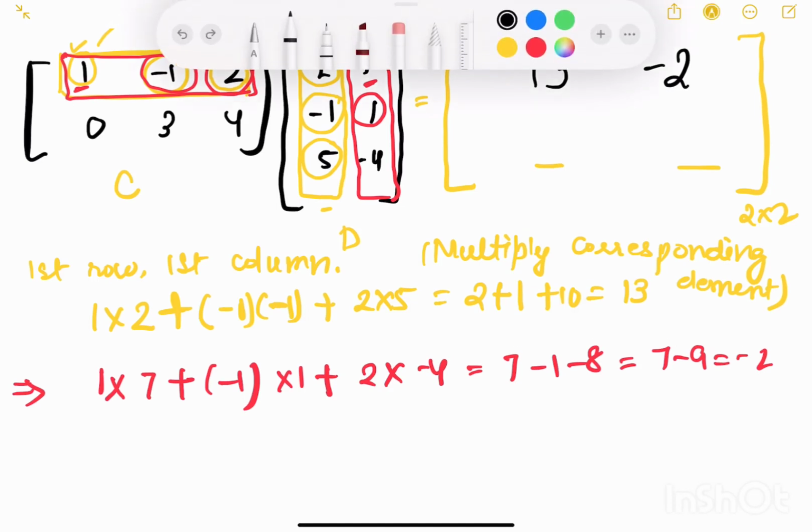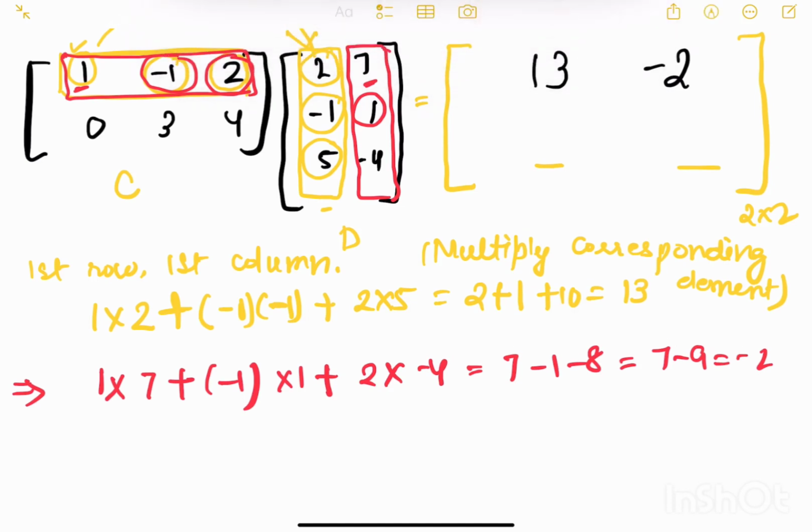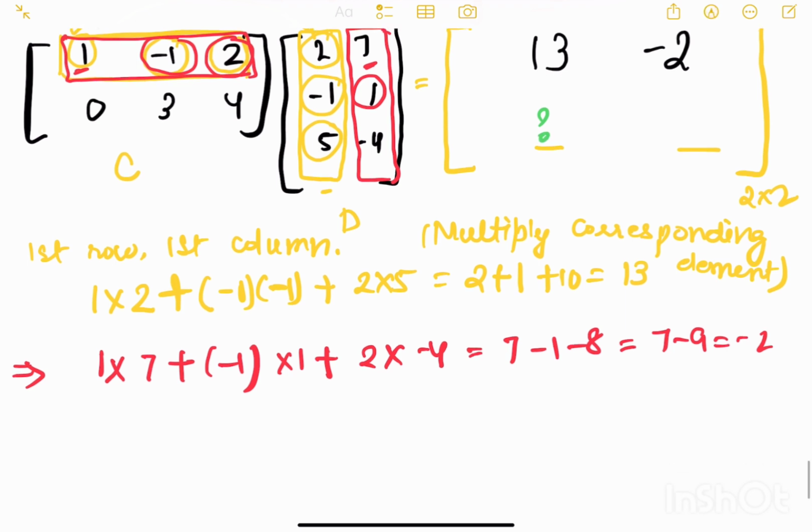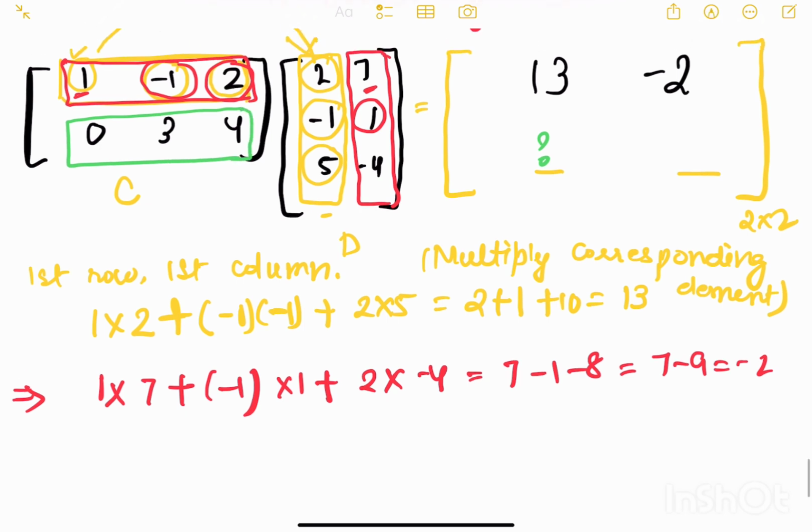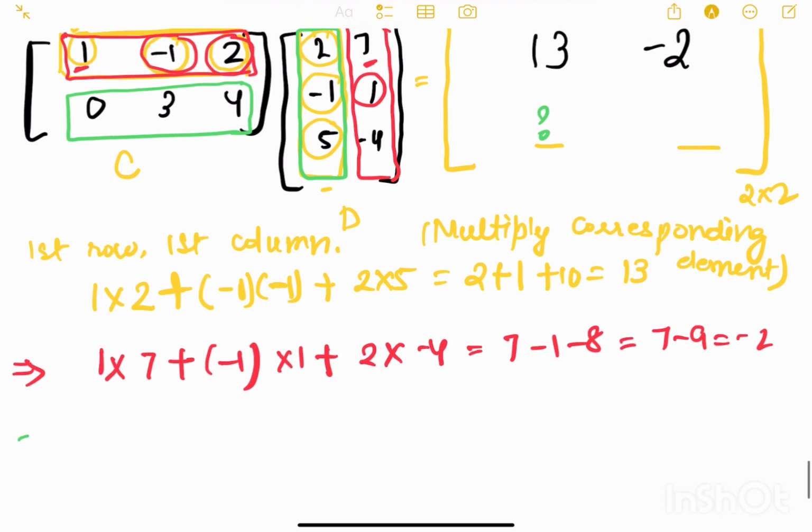Now we have to focus on the third element. Now what will this be? Okay. So for this, since I was left with the second row of my matrix C, I will pick this second row. And again, I will start the whole process again with the first column. What will it be? So what is the first element?